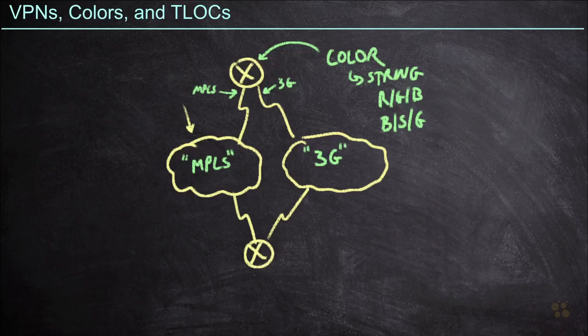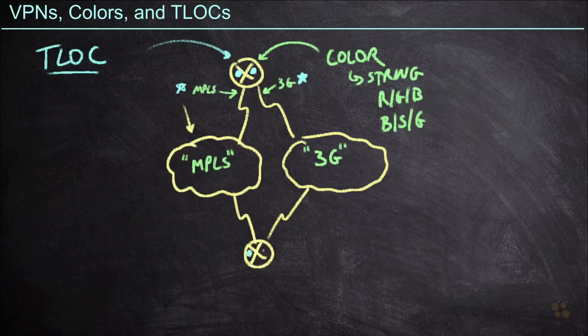That's about all there is to it, other than that colors are used extensively by the concept of a transport locator or a T-lock. We can think of T-locks as the connection points for routers to make to one another. For example, on this router up here, I might have a T-lock that belongs to the color MPLS, and then I'll have another T-lock that represents the 3G circuit. Likewise on the bottom, I'm going to have two different T-locks for the two different circuits as well. Now, a T-lock is more than just a color, however. There's actually a 3-tuple of information that's included inside the T-lock.